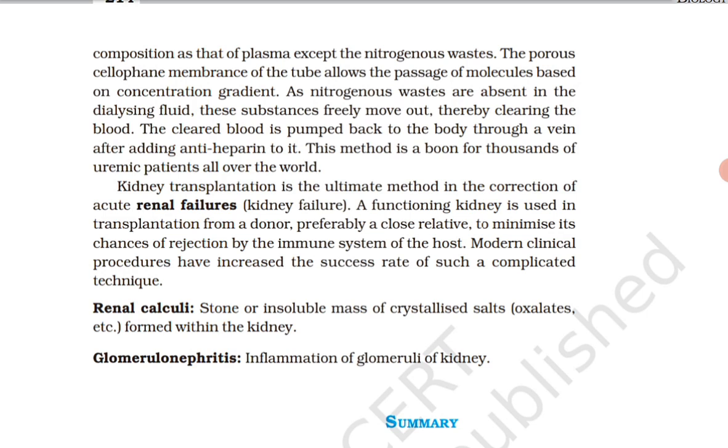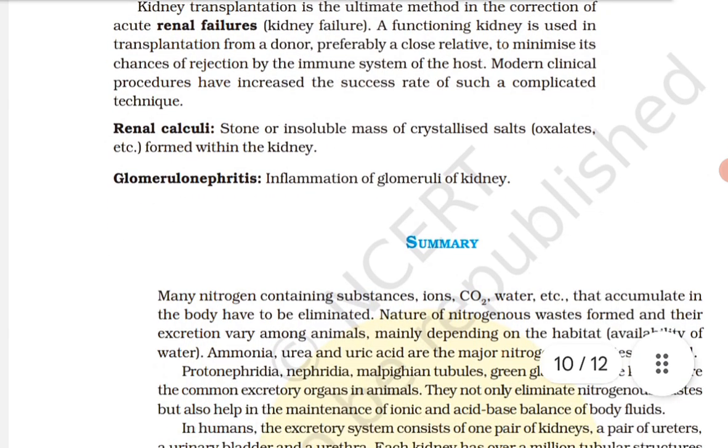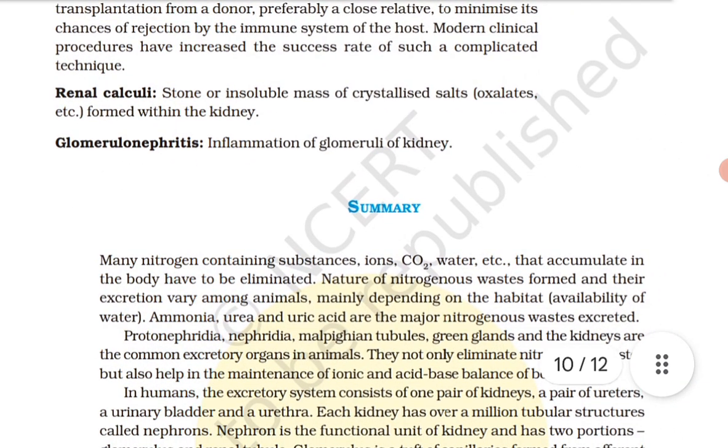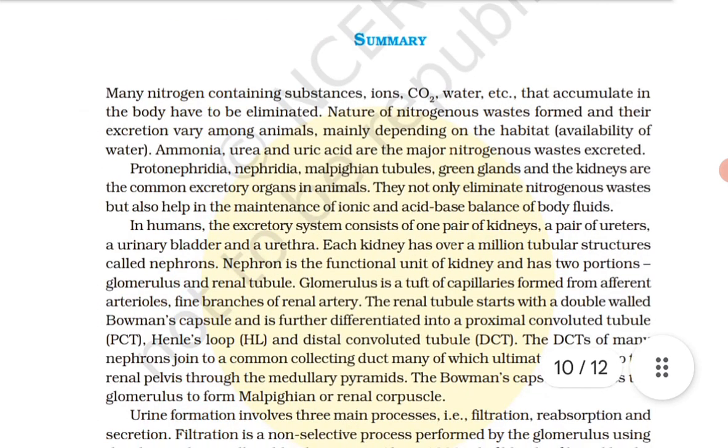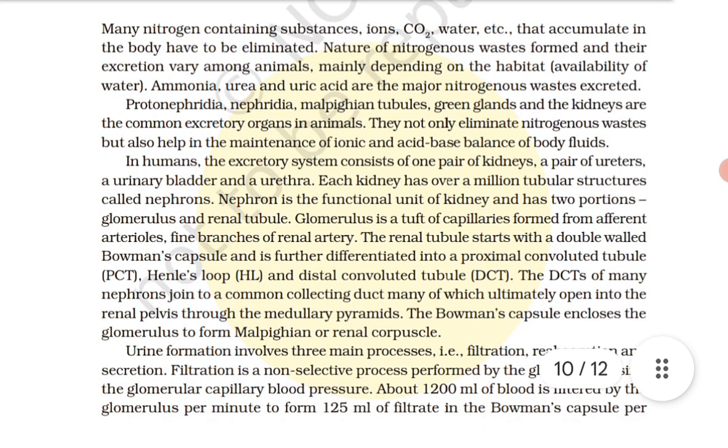Glomerulus is a tuft of capillaries formed by the afferent arteriole, fine branches of the renal artery. The renal tubule starts with a double-walled Bowman's capsule and is further differentiated into the proximal convoluted tubule, that is PCT, Henle's loop, and distal convoluted tubule, DCT. The DCTs of many nephrons join to a common collecting duct, many of which ultimately open into the renal pelvis through the medullary pyramids. The Bowman's capsule encloses the glomerulus to form the Malpighian or renal corpuscle.